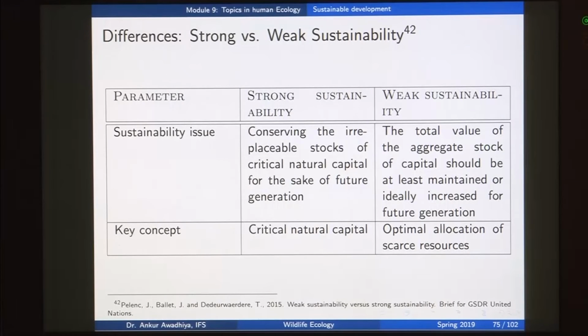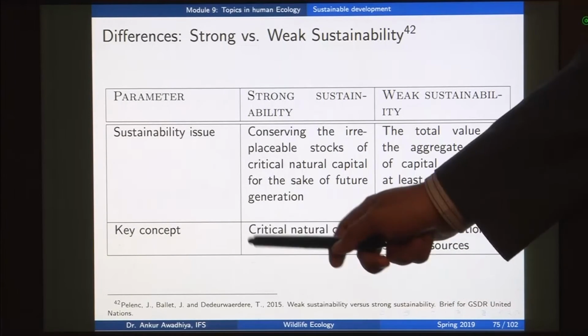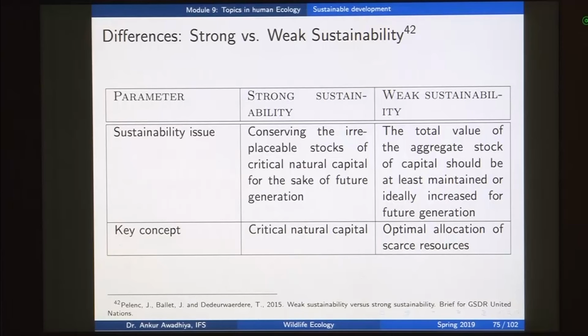Whereas weak sustainability would say that conservation is not important; the total value of the aggregate stock of capital should be at least maintained or increased for future generations. So, it is not important to conserve anything so long as you are manufacturing something. That is the weak sustainability argument. The key concept in strong sustainability is critical natural capital. It is extremely critical, it is not replaceable, it has to be conserved. Weak sustainability only talks about an optimum allocation of scarce resources. As long as you are doing an optimal allocation, it is good enough.